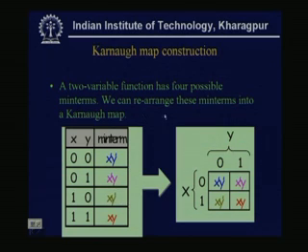Now, we can rearrange these minterms into a Karnaugh map. If these are all possible combinations, we can say this is a rearranging of the truth table. This is the truth table: 0 0, 0 1, 1 0, 1 1. And in the second column it will be 1 if the function is such. That means that particular minterm will be 1 for these inputs.